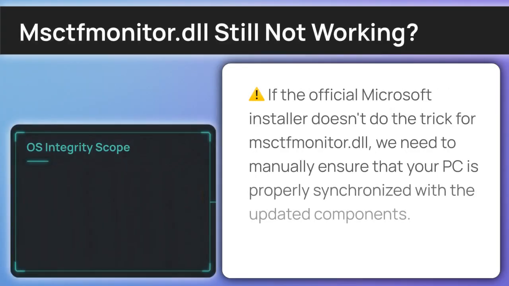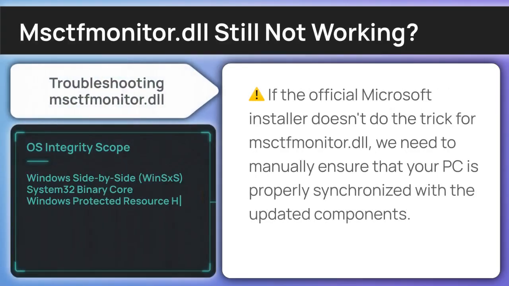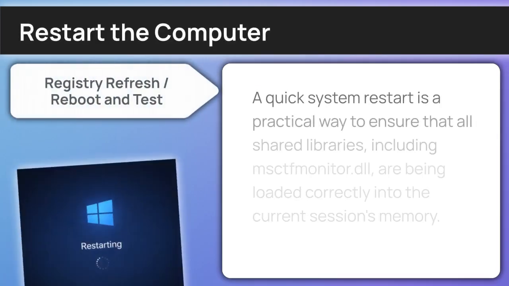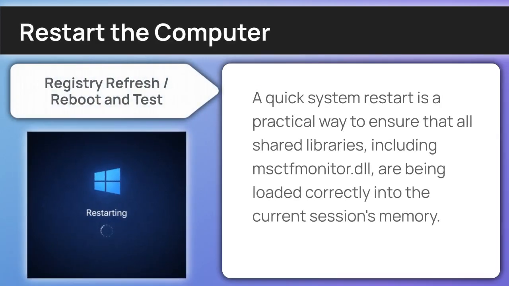When a standard reinstall doesn't cut it, we move to advanced diagnostic steps to ensure the system is properly configured. Performing a restart can determine if the error is just a transient environment glitch. A reboot refreshes your system's path variables and can sometimes re-establish a broken link to the Text Framework Monitor file.